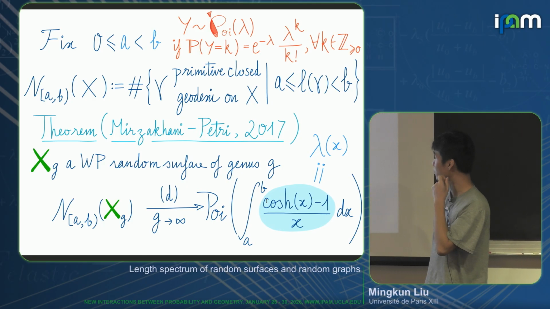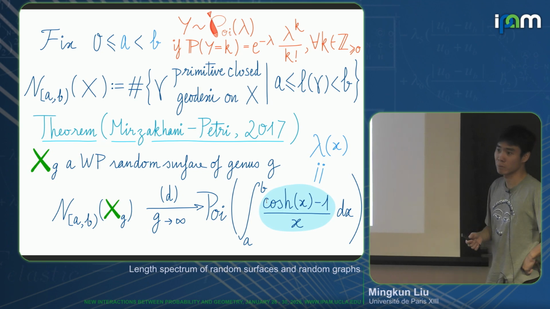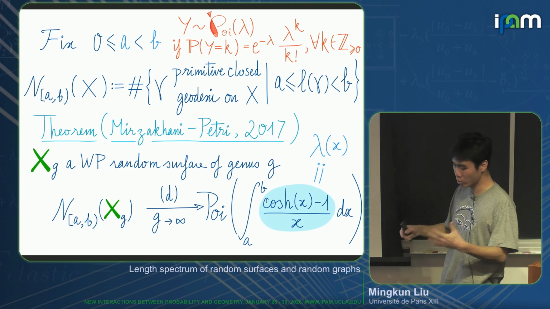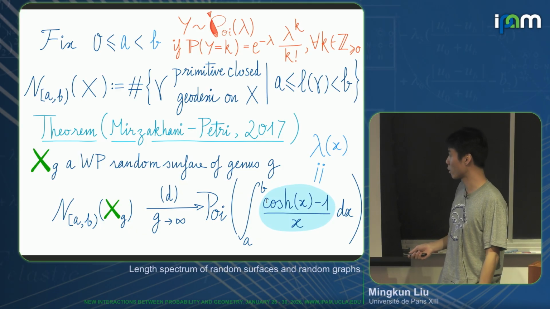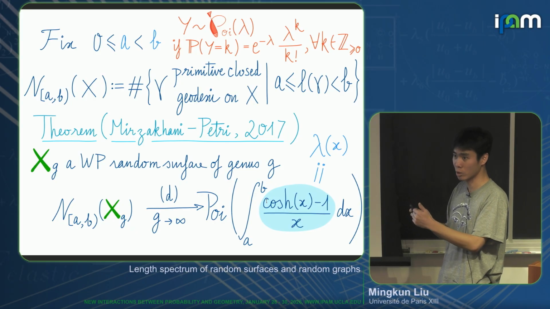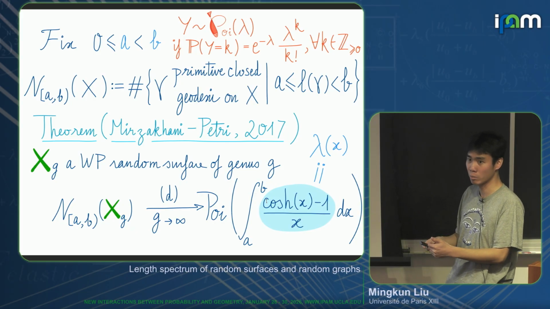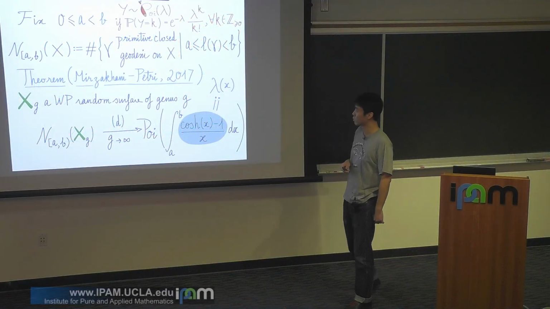And actually, it turns out this Poisson phenomenon is very universal. If your model is not so degenerate, you always get a Poisson phenomenon. But this intensity function is very sensitive to the geometry of your model. And normally, you don't expect to get exactly the same intensity function if you deform your model even a little bit.